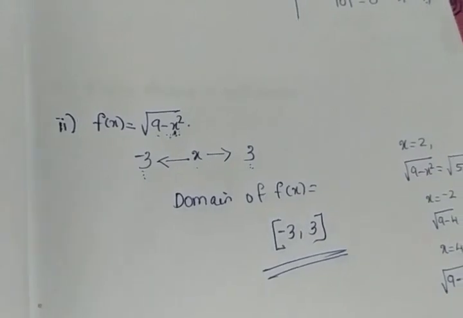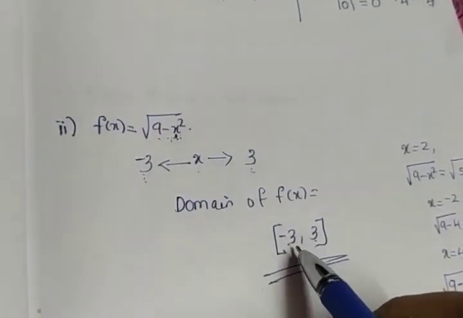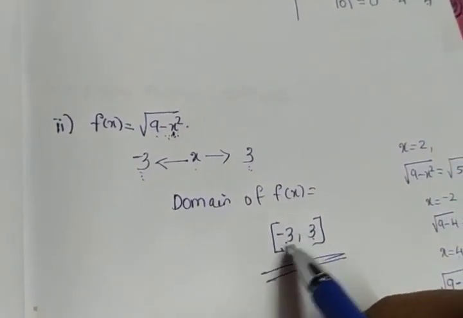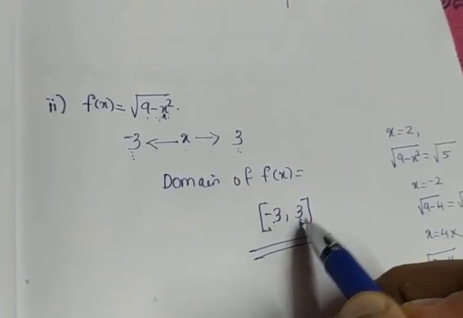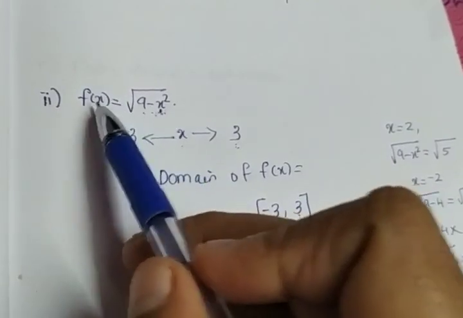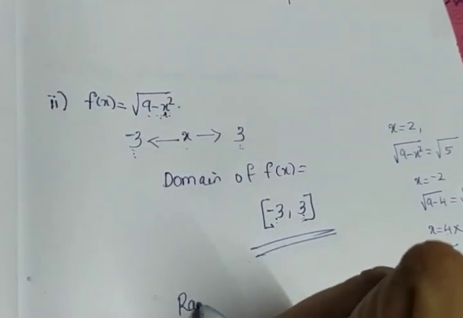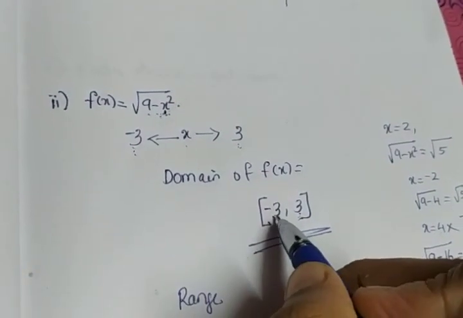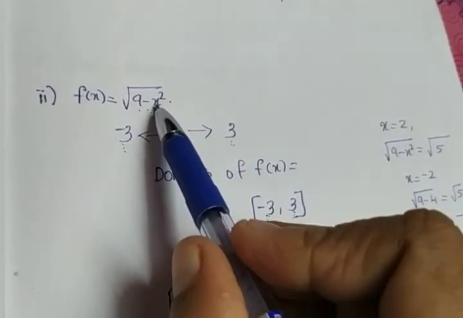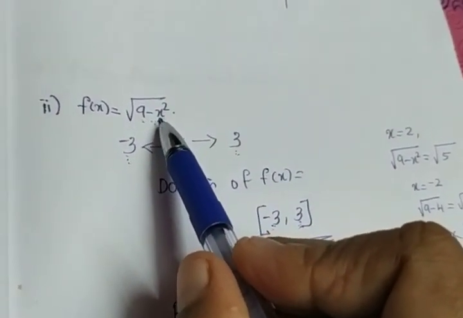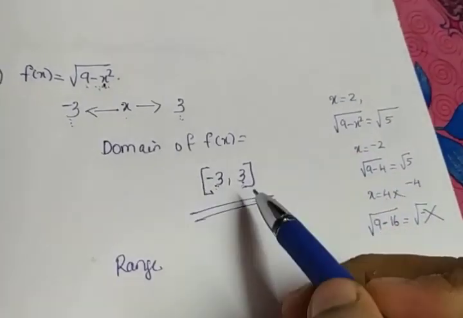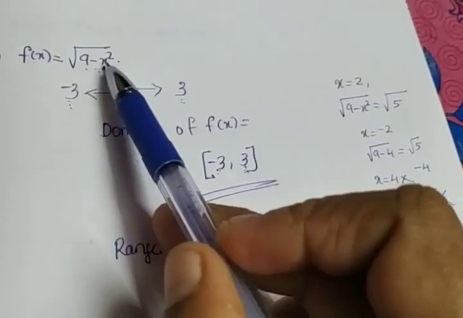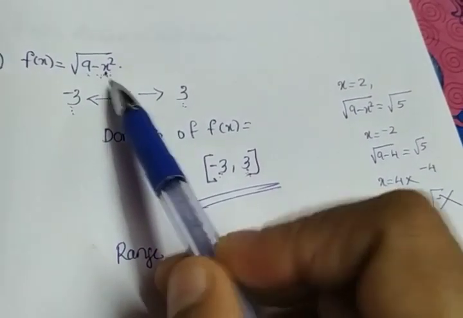Okay, to find the range, this is the domain. We have to substitute each and every element inside this closed interval into this function to check the range. If I substitute the least value minus 3, what I get is 9 minus 9, root of 0. If I substitute 3 also, it is 9 minus 3 square, that is 9 minus 9, 0.